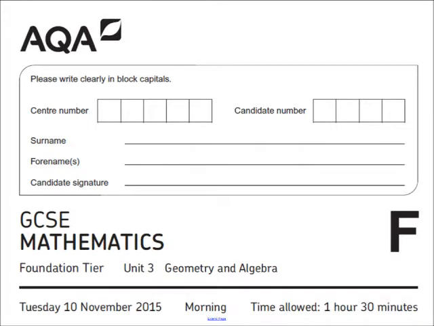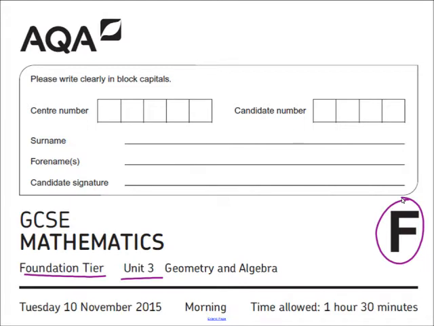On the top of the front page, it's all about the candidate's details, and you'll be given these on the day on a card on your desk, and there'll also be the main details up on the whiteboard at the front of the exam room. You just need to confirm that you're taking the Unit 3 Foundation Tier exam, and the big F is the giveaway that you're taking Foundation.